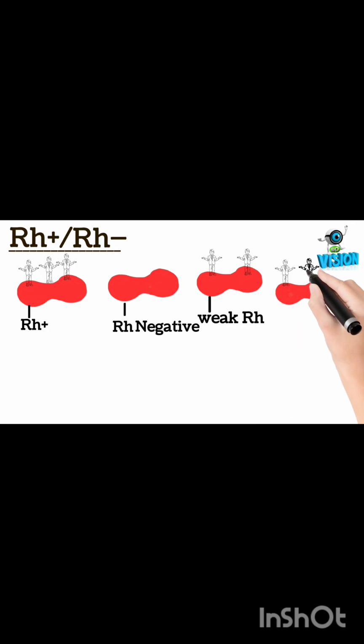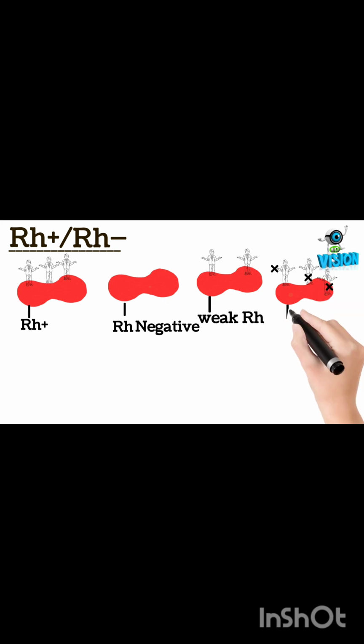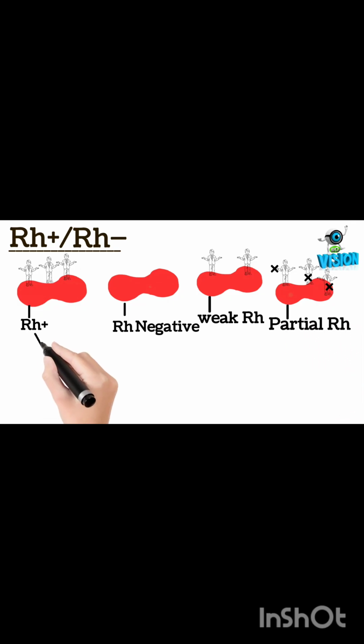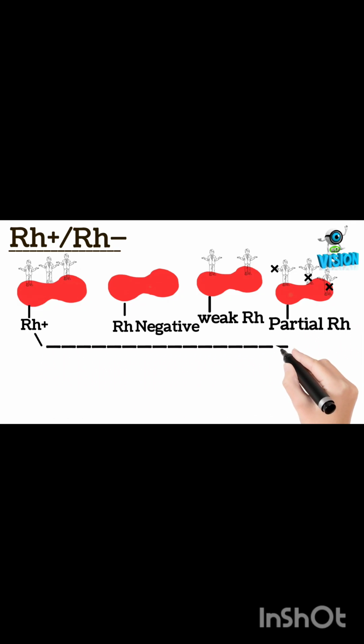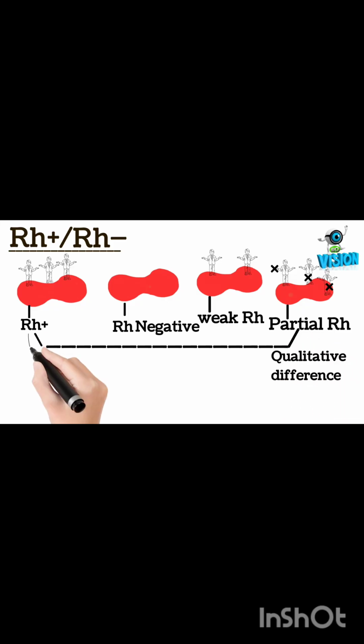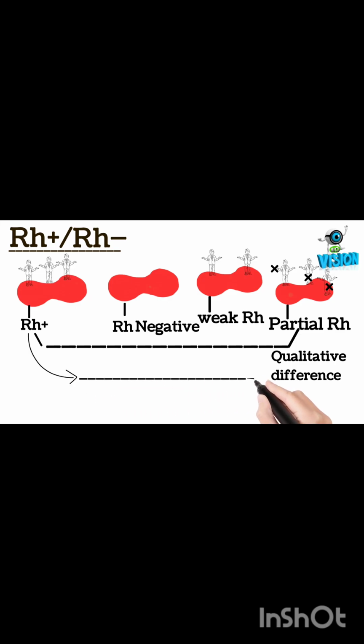Now talking about the next person, this person has an RBC cell having D antigen but not complete D. It has broken legs, broken epitopes. The person is said to have partial Rh type of blood group system. Hence we reached the conclusion that Rh positive and partial Rh show a qualitative difference. Accordingly, Rh positive and weak Rh show what we call a quantitative difference in the D antigen.